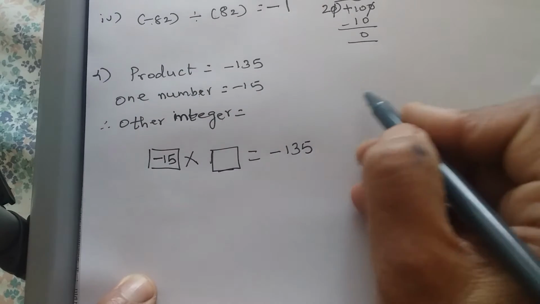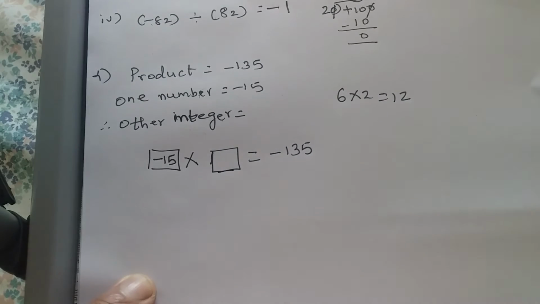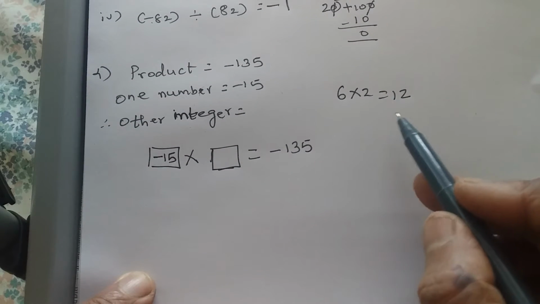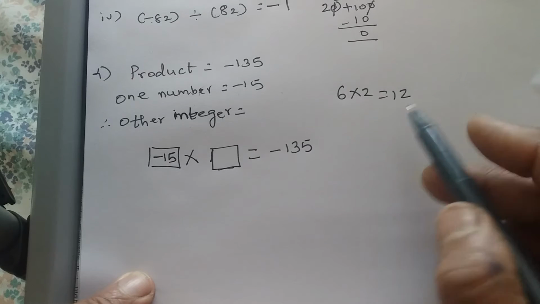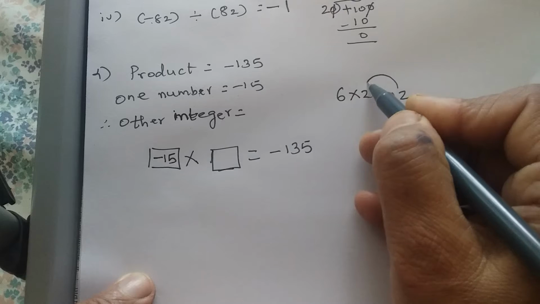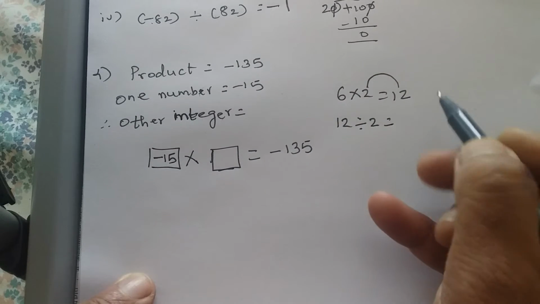We'll take an example. Suppose you have 6 into 2, 6 2s are 12. It's a multiplication sum. For a multiplication sum, we can write two division statements. We can make it as two division sums. What is it? 12 divided by 2.